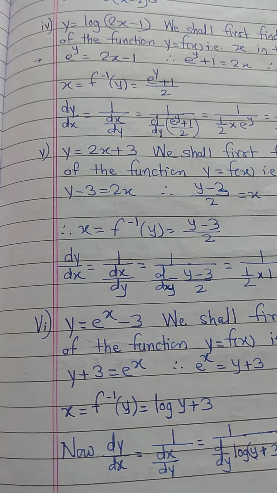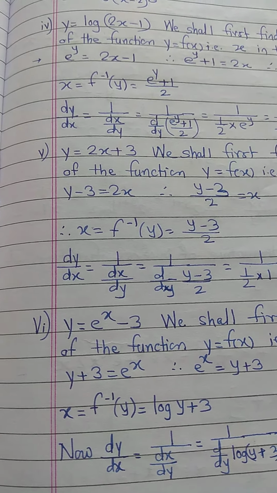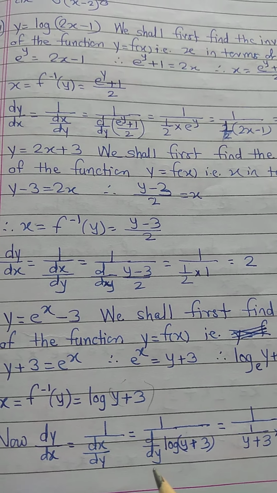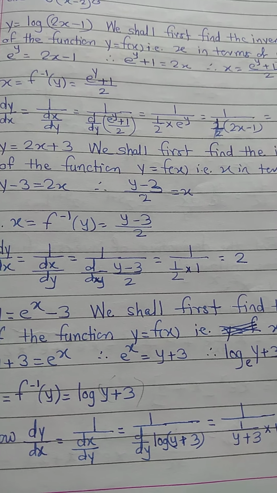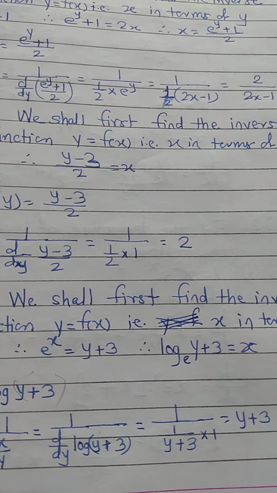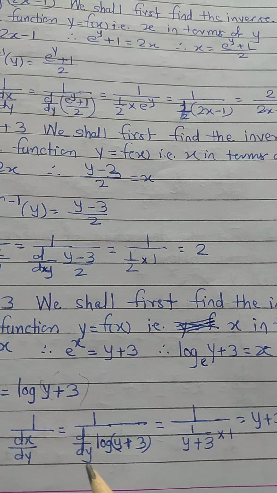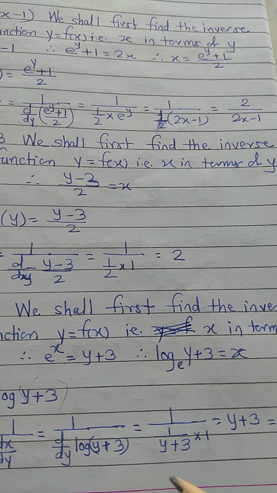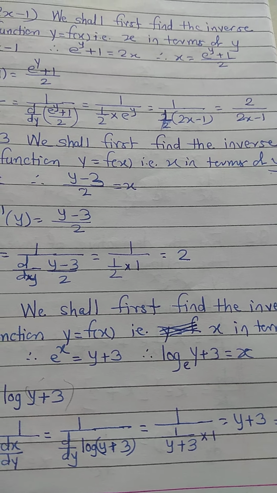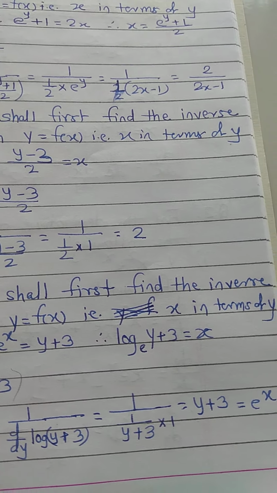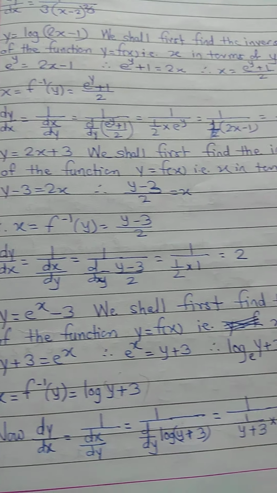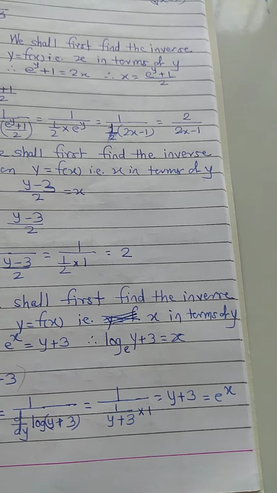Now dy by dx, we know that by theorem is 1 upon dx by dy. What is x here? Log of y plus 3. Now derivative of log of y plus 3 we have to take. Derivative of log of something, 1 upon that thing. And derivative of y with respect to y is 1. This 1 upon y plus 3 will go up in the numerator and will become (y plus 3) upon 1. What is y plus 3 here? Let us check. Y plus 3 is equal to e raised to x.